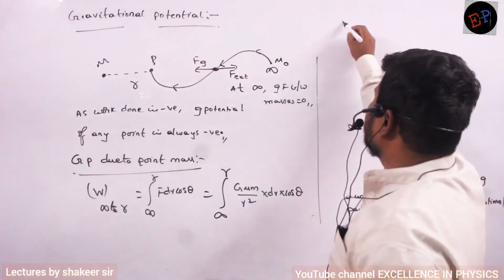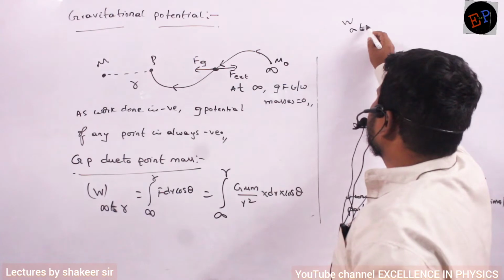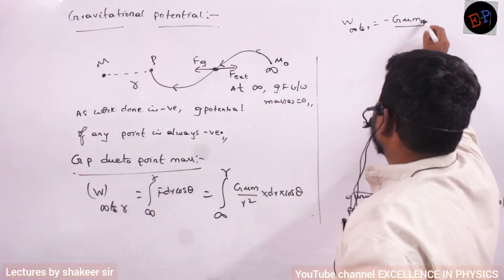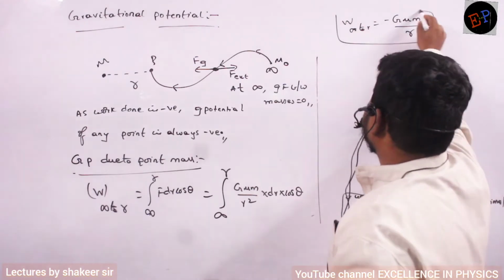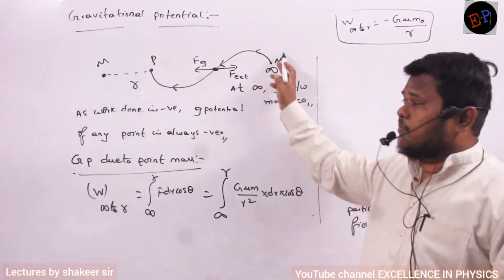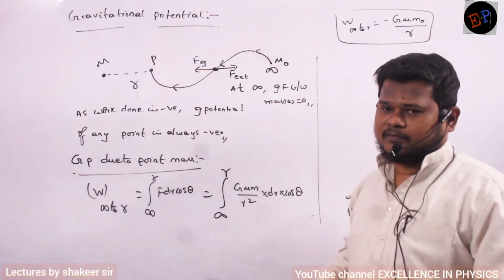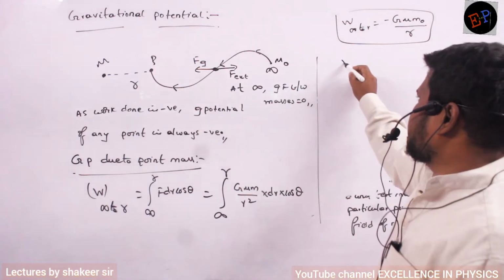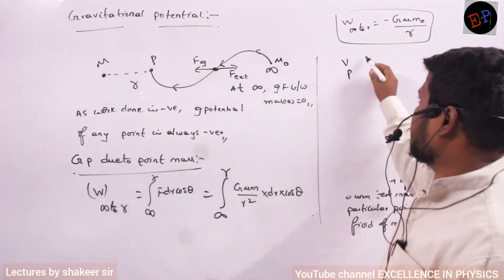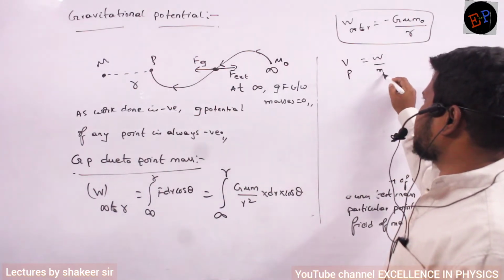Then the amount of work done to move the body from infinity to r will be equal to minus GMm divided by r. This is the answer which you will get. This is the amount of work I have to do to move the body from infinity to position r. Understood? Then what is meant by potential at that point? Potential at that point means work done per unit test mass.